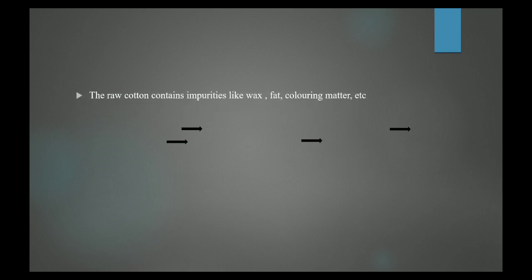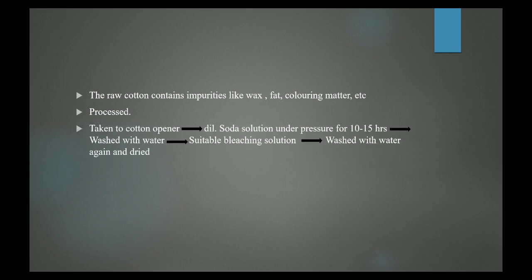The raw cotton contains impurities like wax, fat, coloring matter, etc. It is taken to the cotton opener, then dilute soda solution is added under pressure for 10 to 15 hours, then washed with water. Then a suitable bleaching solution is added, washed with water again, and dried. Finally it is packed in wrappers and sterilized by gamma rays.